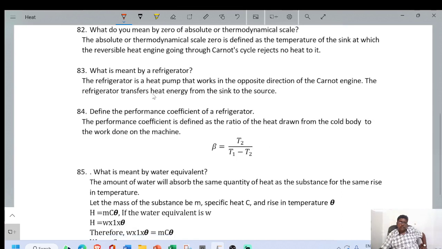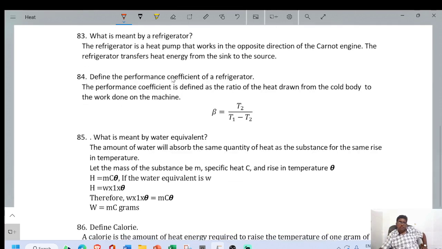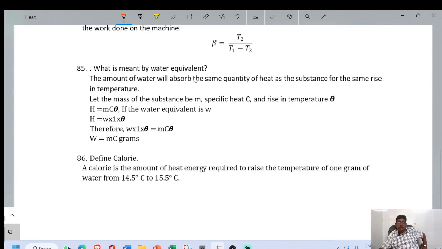What is meant by a refrigerator? The refrigerator is a heat pump that works in the opposite direction of the Carnot engine. The refrigerator transfers heat energy from a sink, a cold body, to a source, a hot body. Define the performance coefficient of a refrigerator. Beta equal to T2 divided by T1 minus T2 is the performance coefficient of a refrigerator. Performance coefficient is defined as the ratio of the heat drawn from the cold body to the work done on the machine.